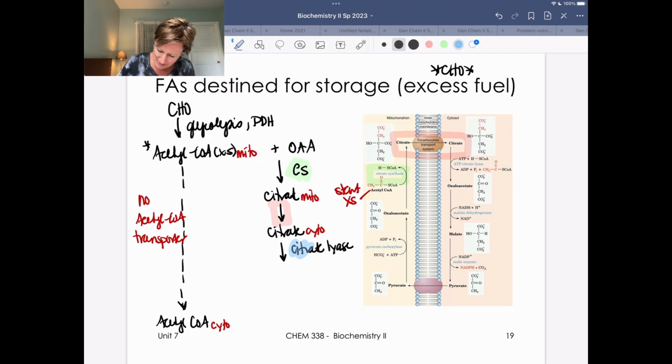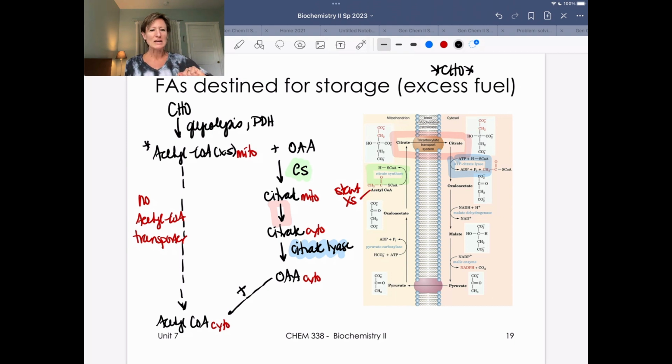So here is citrate lyase. Citrate lyase is going to go back and make oxaloacetate in the cytosol plus that acetyl-CoA in the cytosol. So the net is we get that acetyl-CoA out because we combine it with oxaloacetate, kind of disguise it, if you will, as citrate. Citrate gets exported out. We uncouple that oxaloacetate from it, and now that acetyl-CoA can live in the cytosol and it's ready to do its fatty acid synthesis chemistry.